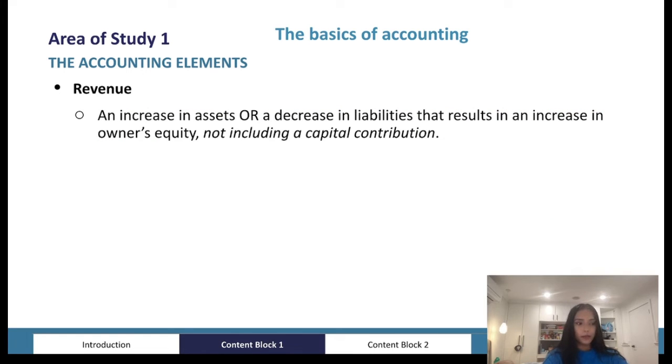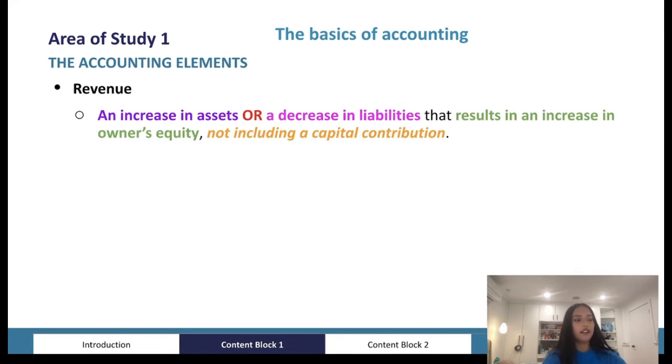The fourth element is revenue. So a revenue is either an increase in assets or a decrease in liabilities that results in an increase in owner's equity, not including a capital contribution. So first of all, a revenue cannot be an increase in assets and a decrease in liability. It'll either only be an increase in assets or it will be a decrease in liability.